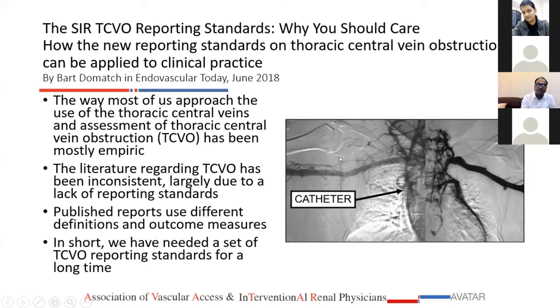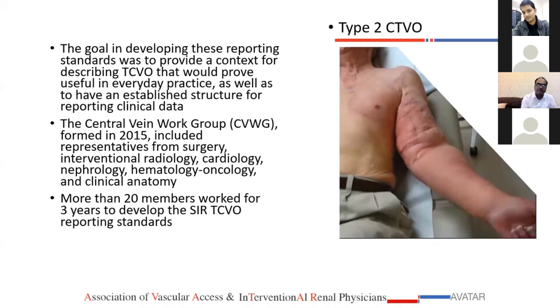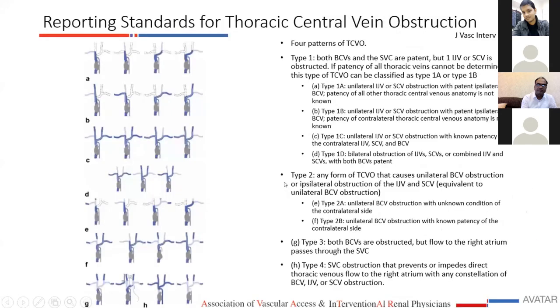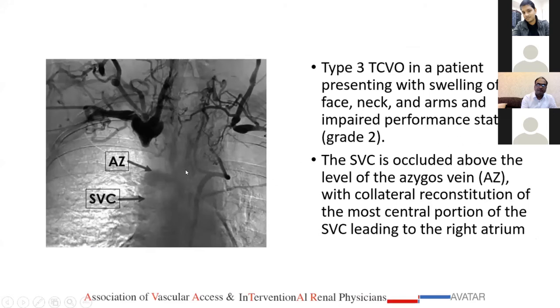So we needed some standard, so this is what we would call type 1 CTO, and this is what we would call type 2 CTO. To establish this, a central vein work group was established, and this included people from surgery, IR, cardiology, nephrology, etc. More than 20 people worked for 3 years to develop these criteria, and then there is this type 3 CTO. You see an azygous vein and a subclavian vein, which is occluded above at the level. I'll show you a similar case in one of my patients later on.